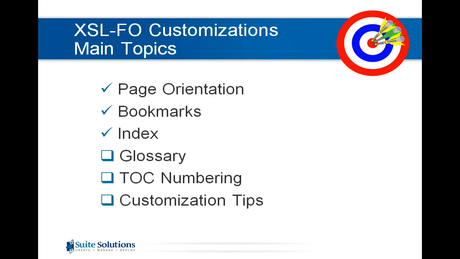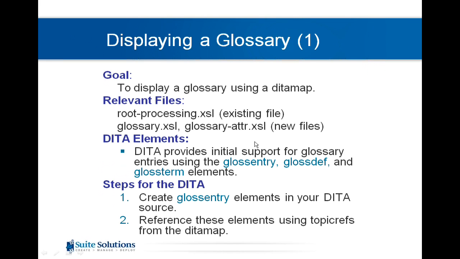Okay, so the first three were pretty straightforward: changing basic settings, passing in a parameter, changing an attribute set. The last two are more involved. Since there are no questions, I'm going to move forward. Our goal here for the glossary is to display a glossary using a data map. Notice I wrote displaying a glossary, not customizing a glossary, because there isn't really any glossary support right now in the plugin, in the FO plugin.